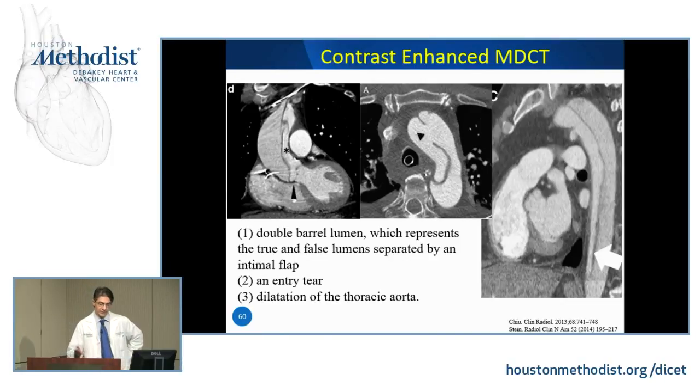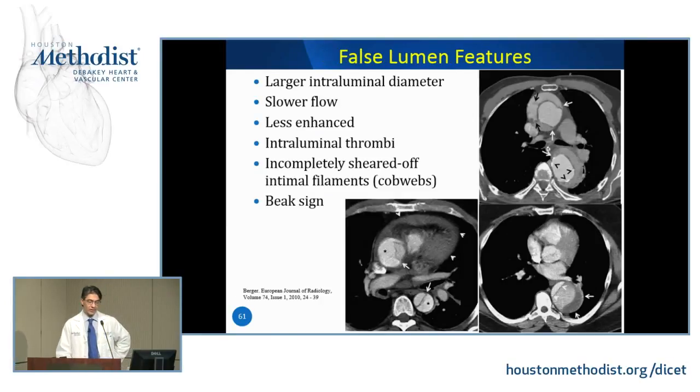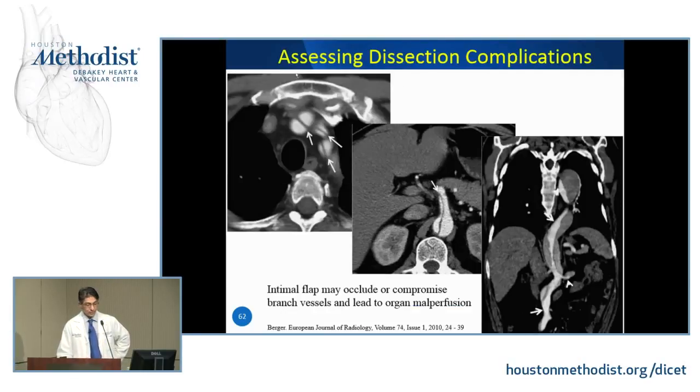Contrast CT, of course, is the workhorse. Many different things. You're looking for a double lumen. You're looking for this intima that's torn away from the media. You're measuring sizes. You're looking for features that help you figure out whether things are true lumens or false lumens. You're looking for complications. And here, if you look at the sequence of images, you've got dissection of all the arch vessels, the mesenteric vessels, and in this particular case, the renal vessels.